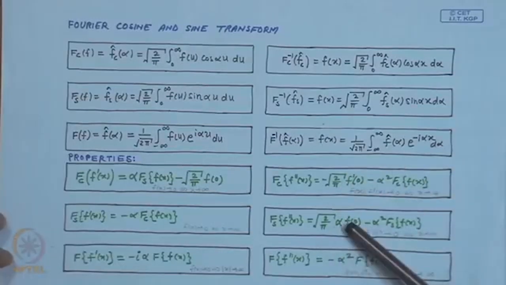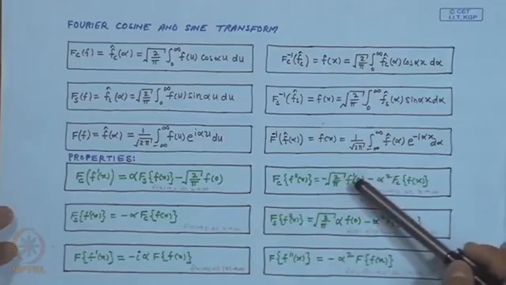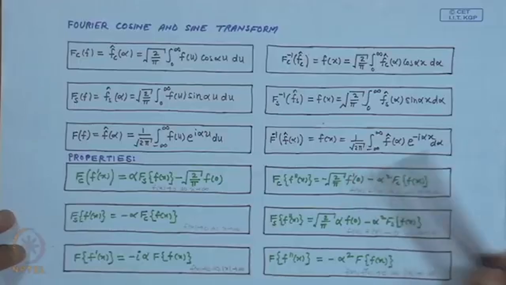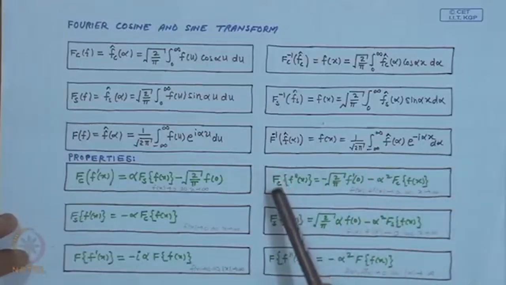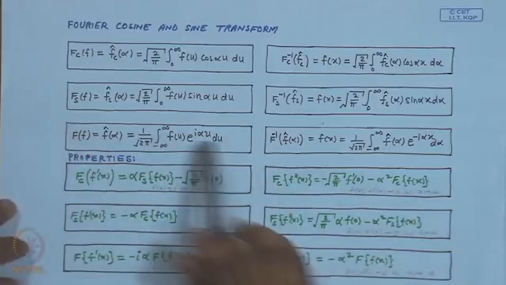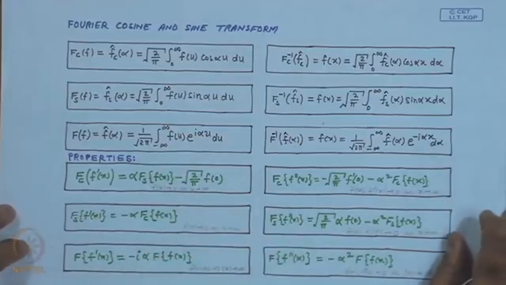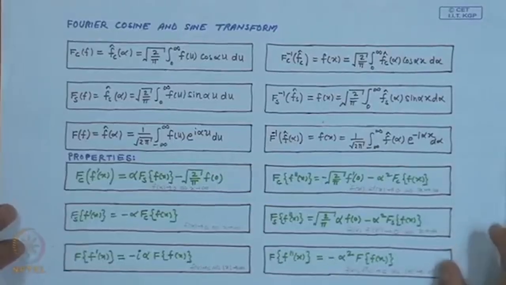And f prime 0 is the first derivative of that function at x equal to 0. So, if this condition is given and the range of x is 0 to infinity, we will apply the sine transform. And if the first derivative condition is given, then we will apply the Fourier cosine transform. And we use the Fourier transform when the range of that variable is from minus infinity to plus infinity. So, with this information, we continue now for the different partial differential equations.